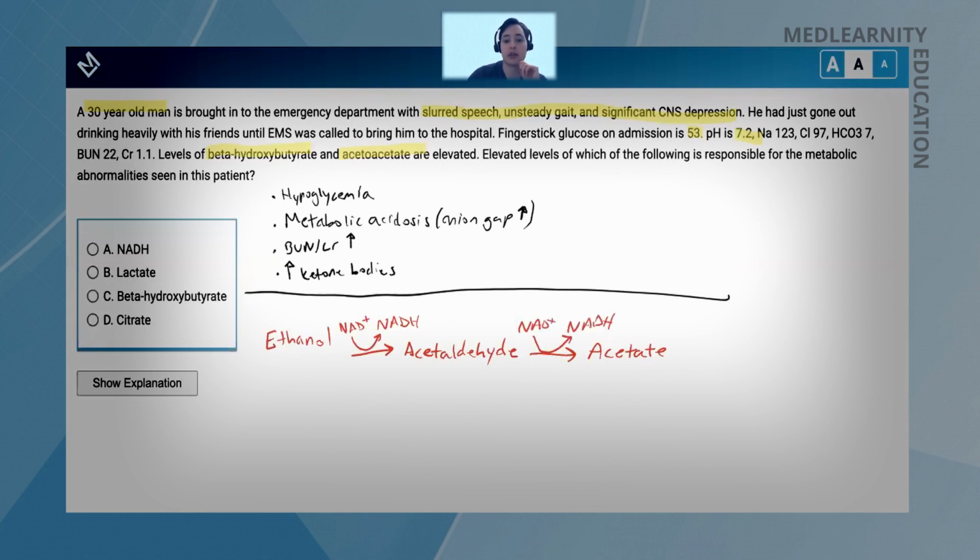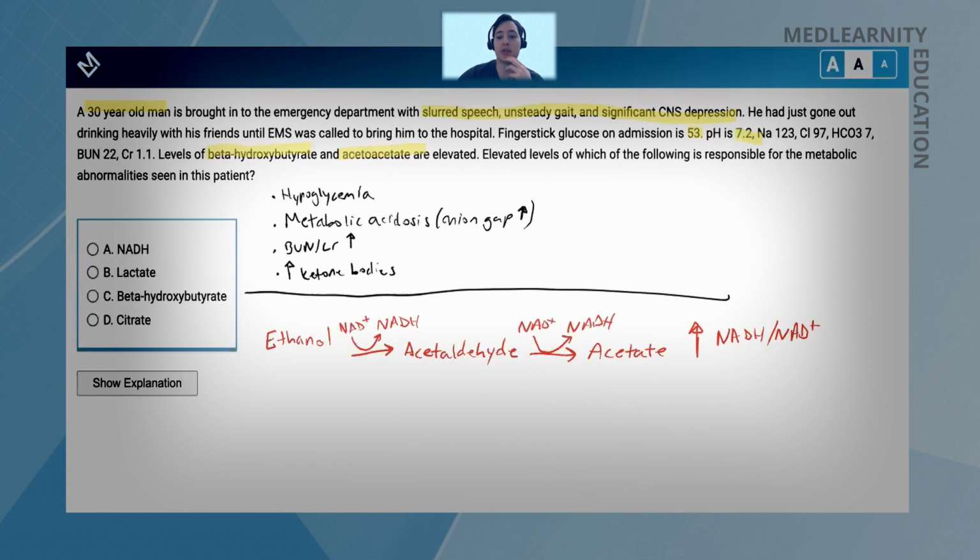The reason this is important is that if you only ingest a small amount of ethanol, it'll increase your NADH levels, but not by that much, and your body can still continue its other metabolic pathways as normal, and there really isn't much of an issue. But this patient clearly has outdone himself, and he's ingested a large amount of ethanol to the point that we can pretty safely assume that this patient has a pretty elevated NADH to NAD+ ratio.